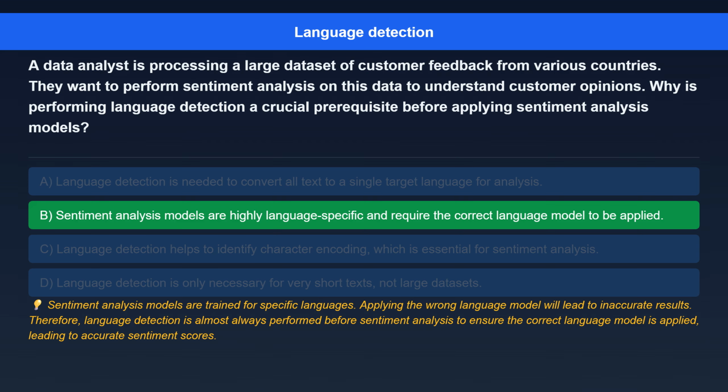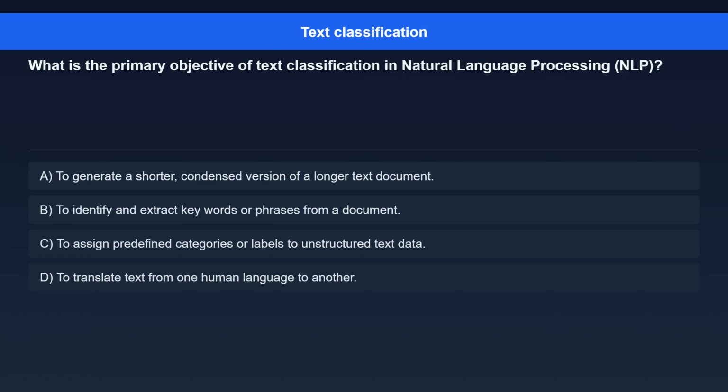The correct answer is sentiment analysis models are highly language-specific and require the correct language model to be applied. Here's the explanation. Sentiment analysis models are trained for specific languages. Applying the wrong language model will lead to inaccurate results. Therefore, language detection is almost always performed before sentiment analysis to ensure the correct language model is applied, leading to accurate sentiment scores.